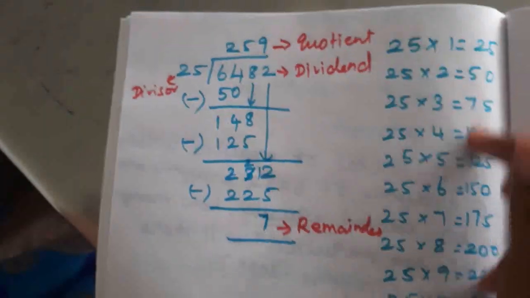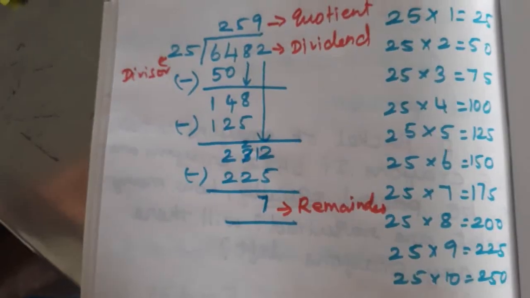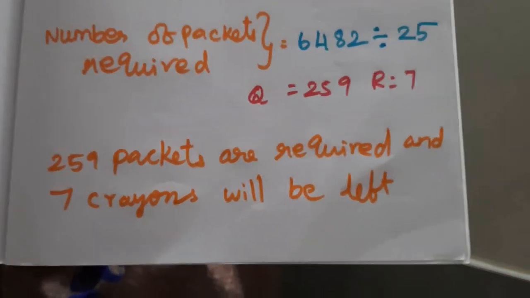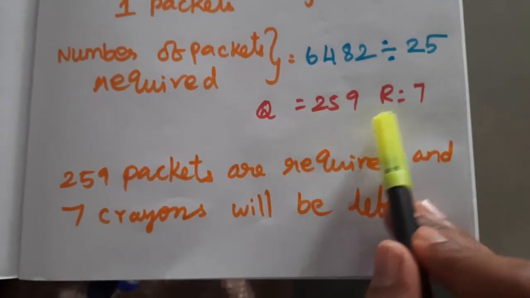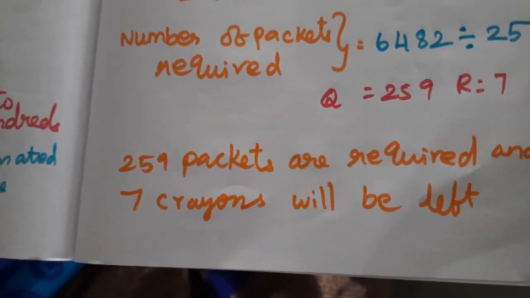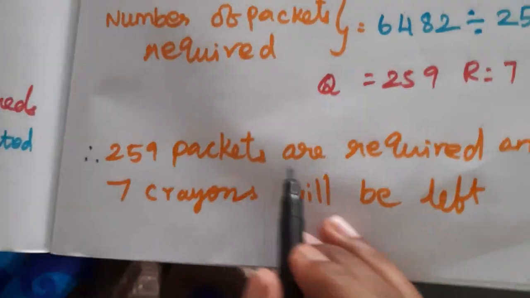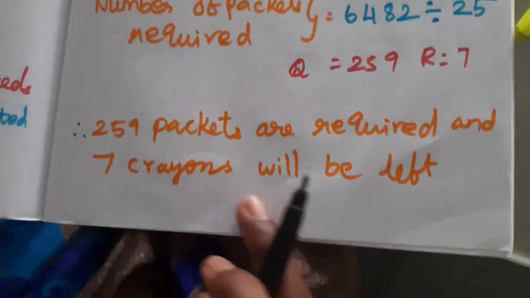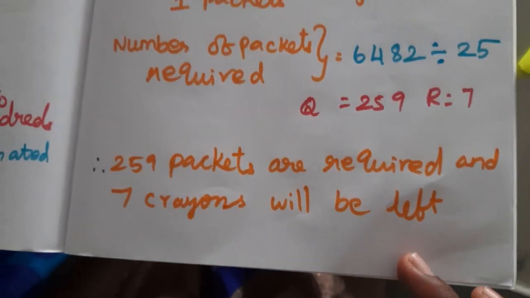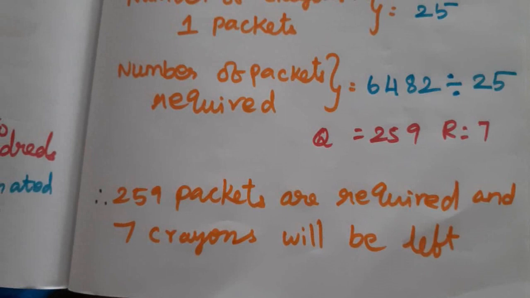Do you have any doubts in this sum? Any doubt? Okay. So the final answer is quotient 259, remainder is 7. Last you have to write how many packets are required. Therefore 259 packets are required and 7 crayons will be left. So we have to write this result also. Do you have any doubts?